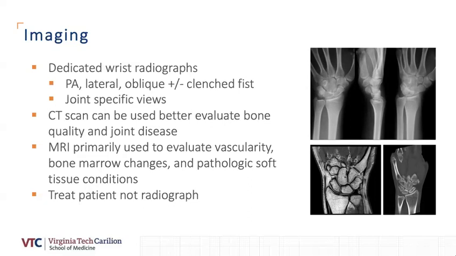And it's important to just keep in mind that we are treating the patient and not the radiograph. Oftentimes these patients will have diffuse arthritic changes on x-ray, or arthritic changes not where they're having pain. And so it's just important to really correlate to what you find on exam and treat just where they're having pain.